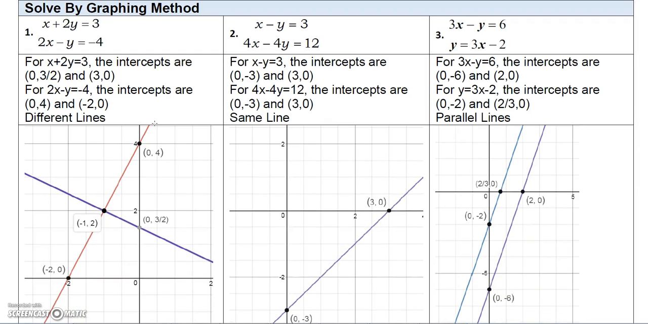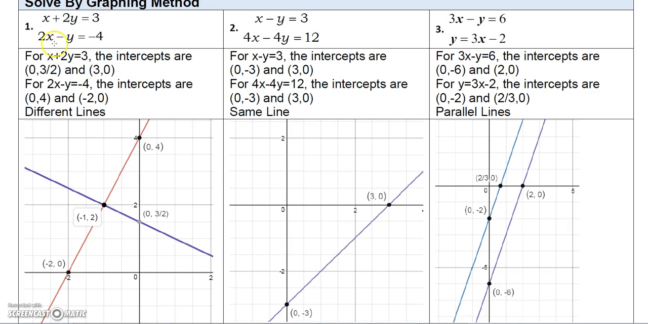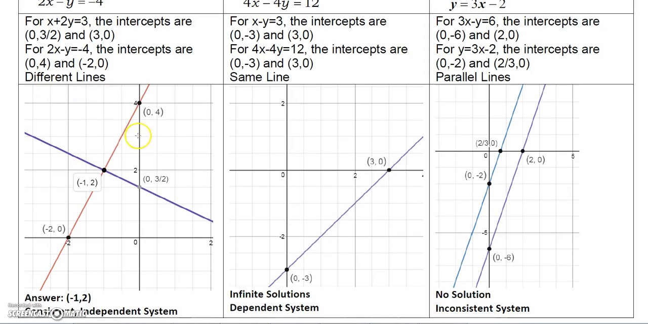Okay, so here's 3 examples solving by the graphing method, and again, you can freeze the video if you need to. But on this one, I found the x-intercept and the y-intercepts. The y-intercept is (0, 3/2), which is right here, and the x-intercept was way over here at (3, 0). So you'd have to plot it out here somewhere, and then you draw the line through those points. And the other one goes through (0, 4), which is up here, and then (-2, 0), which is here, and then you draw the line through those points, and then you can see that they intersect at the point (-1, 2).